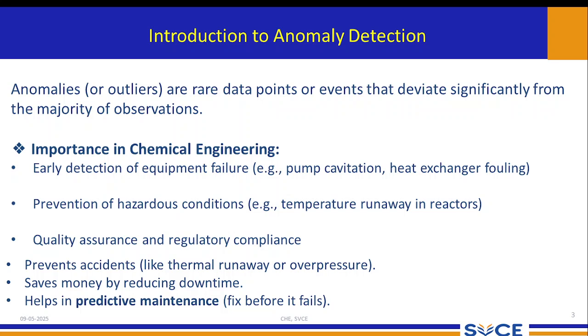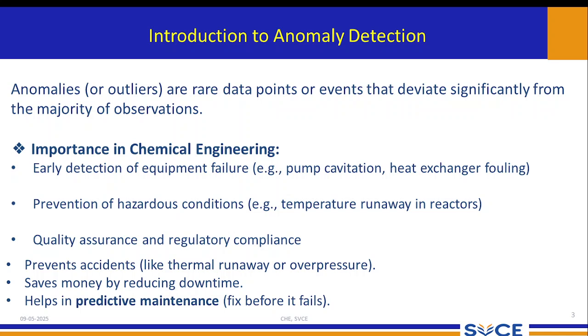So what is anomaly detection? Anomalies or outliers are rare data points or events that deviate significantly from the majority of the observations. For example, as I told you in the last class, when doing time series analysis we collect data with respect to time, either the temperature or pressure of a reactor, and we get some readings. During this process, there may be a deviation of data because of some disturbances that may occur, so that needs to be rectified.